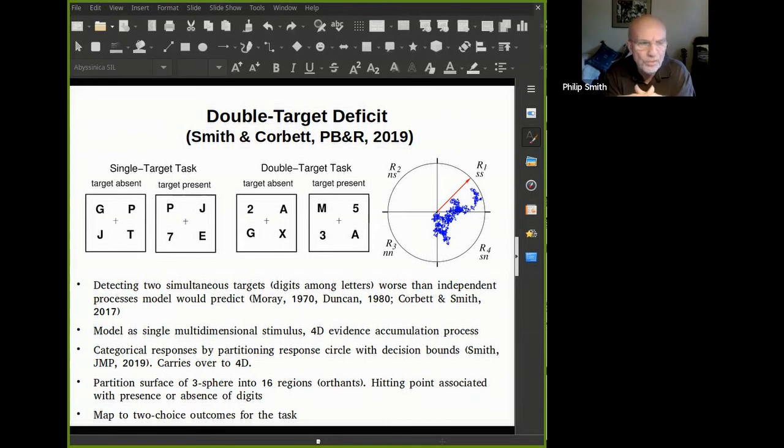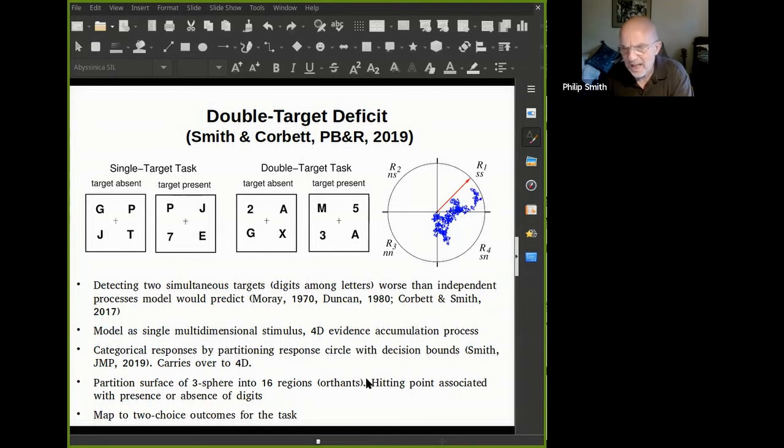in the orthants of the hypersphere represent the 16 possible outcomes of the decision task, which simply then got mapped down, using the appropriate response rule, to the 2-choice form of the task. The responses participants made were just target present, target absent. And so we mapped the 16 orthants down to target present and target absent responses.